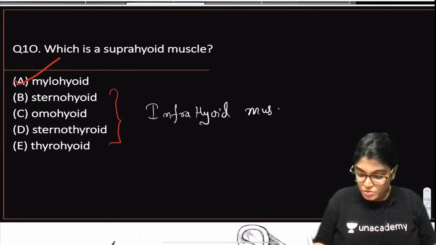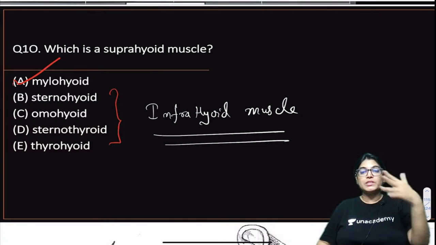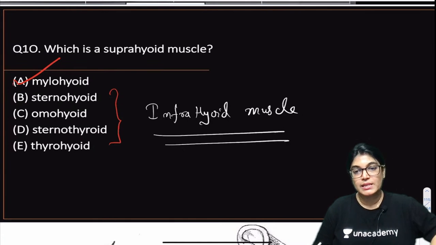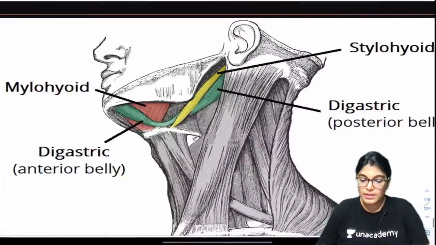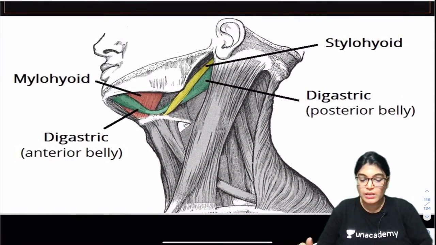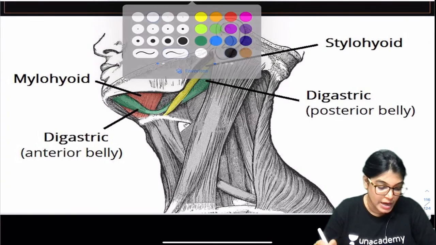So actually I will show you a diagram by which you will see hyoid is a bone; above it, the muscle is suprahyoid, below it, the muscle is infrahyoid. So you can just see the diagram and you can understand. See here, I have shown you all the suprahyoid muscles. This diagram is showing you the list of suprahyoid muscles.